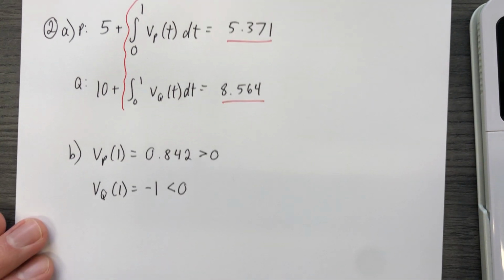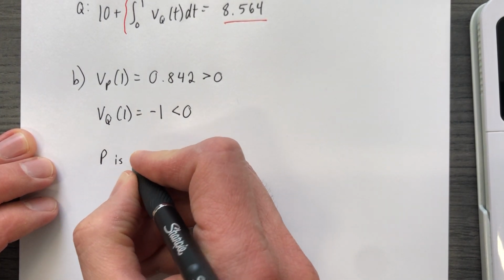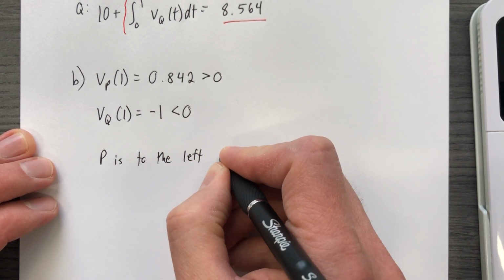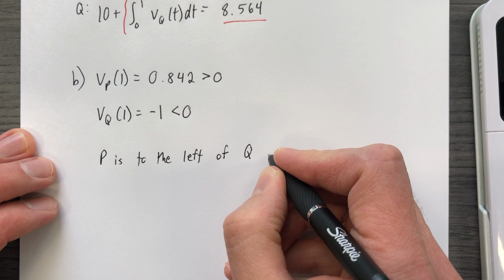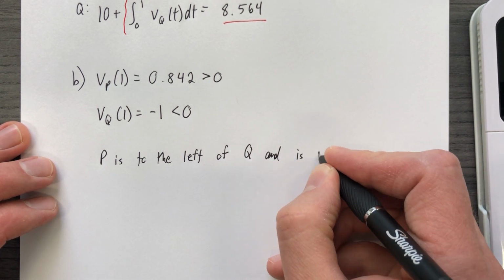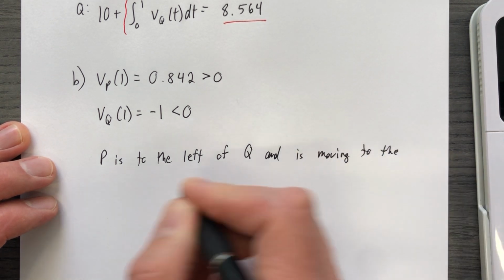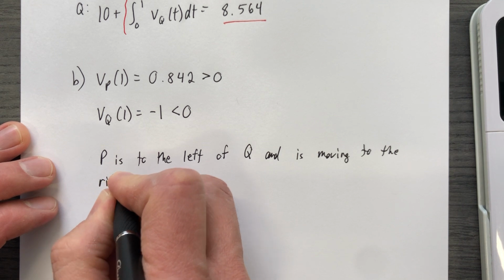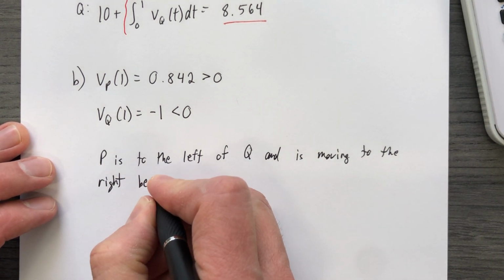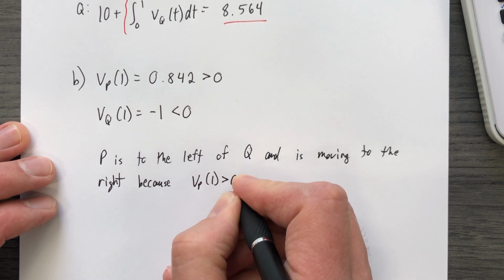Let's put that into words. P is to the left of Q and is moving to the right. It's always a good idea to explain how you know what you know. How do I know it's moving to the right? Here's why. Because the velocity of particle P at 1 is positive.